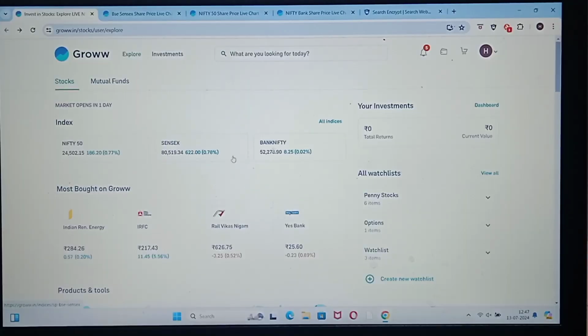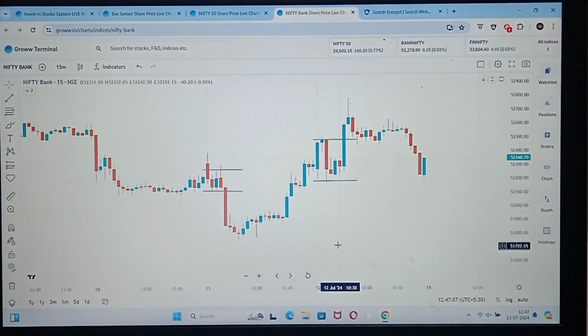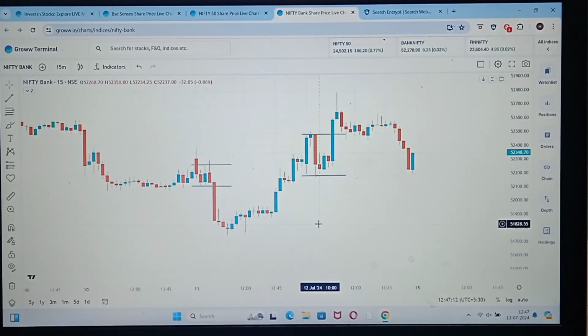And so let's go to the Bank Nifty chart. Today is 13th of July, so this is a recent chart. 12th of July we will backtest in Bank Nifty and Sensex.